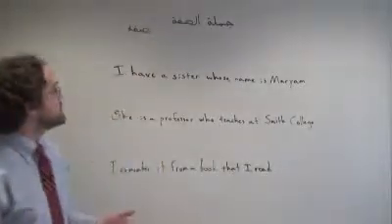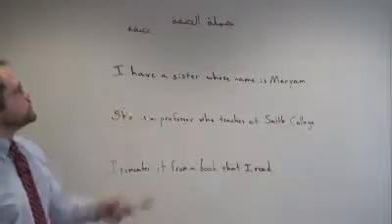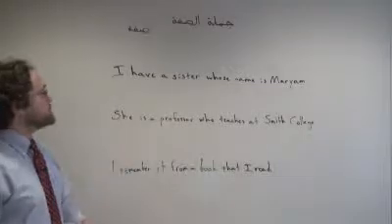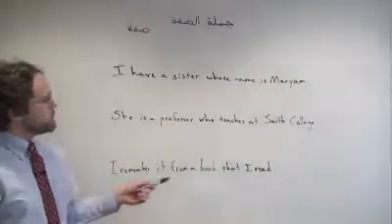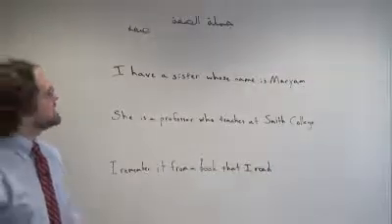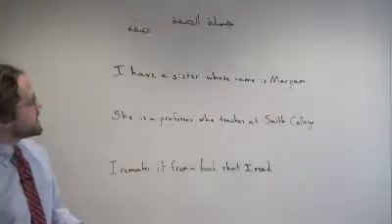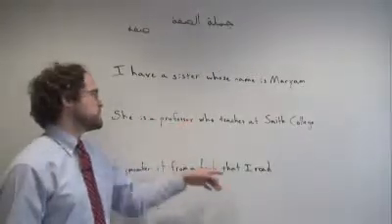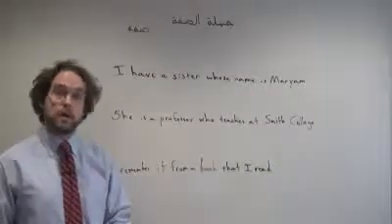Let's take a look at these examples of English language sentences. I have a sister whose name is Maryam. She is a professor who teaches at Smith College. I remember it from a book that I read. In each of these sentences, we have an indefinite noun, and then we have a connecting word, whose, who, that, followed by additional information that's giving us extra context, right?